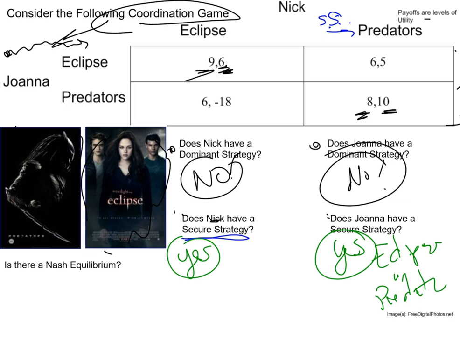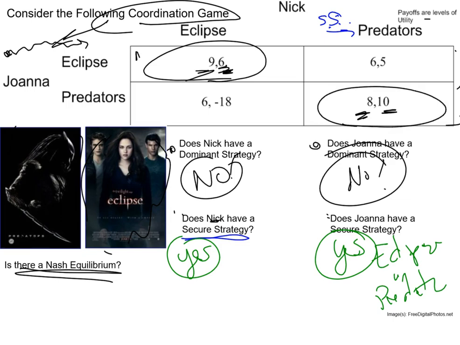How about a Nash equilibrium? Remember, the easy way to find a Nash equilibrium is with this underlining. Do we have any outcomes that are both underlined? Yep. Actually, we've got 2. So the decisions that correspond to this and the decisions that correspond to this, both of those are considered a Nash equilibrium. So I'm going to do eclipse, eclipse, right? And so that's one Nash equilibrium, is for both of them to choose eclipse.